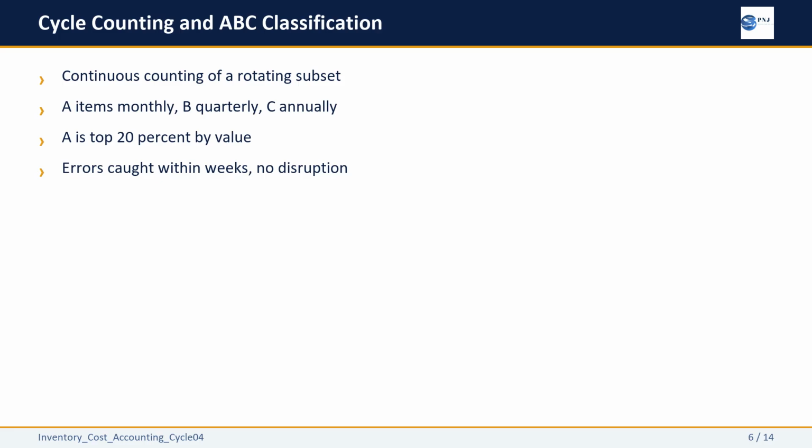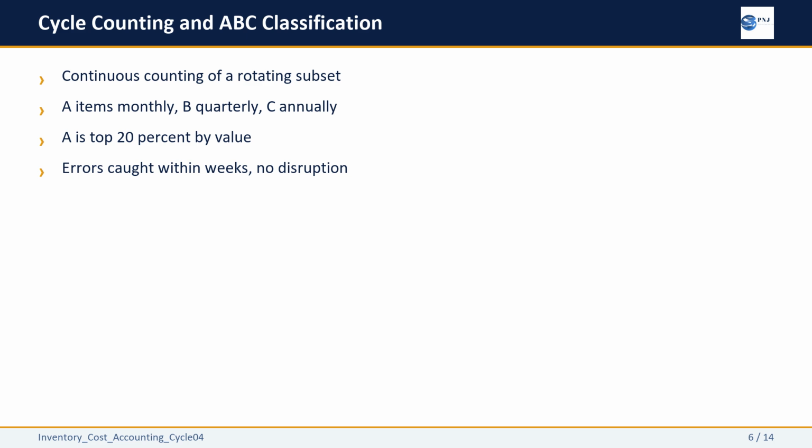Most people assume you have to shut the warehouse down once a year and count everything. There is a smarter way, cycle counting. You count a rotating subset continuously throughout the year, focusing on what matters most. ABC analysis classifies items by annual dollar usage. A items are the top 20% by value, often 80% of total inventory value, and you count them monthly. B items, the middle 30%, get counted quarterly. C items, the bottom 50%, annually.